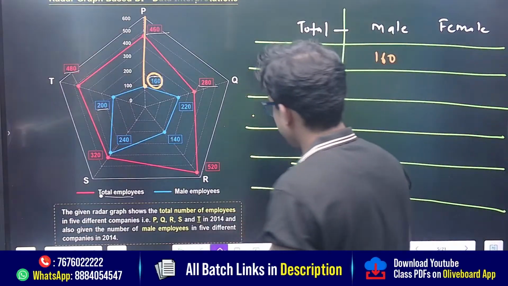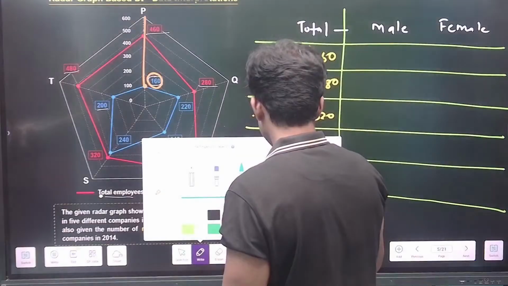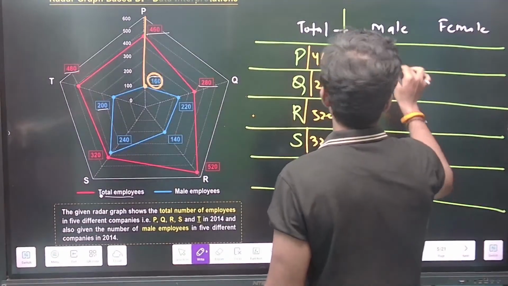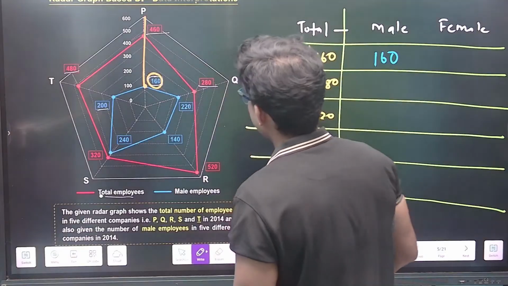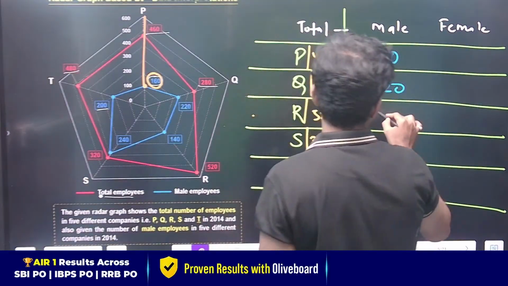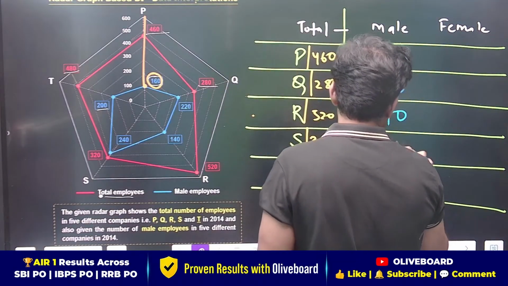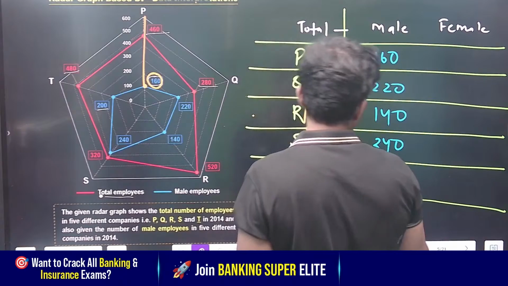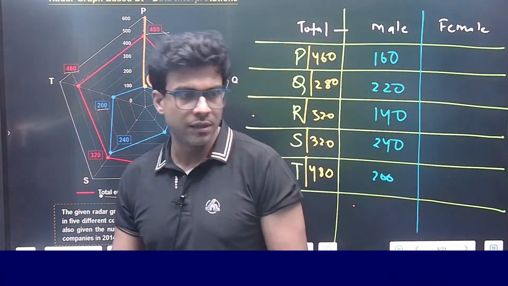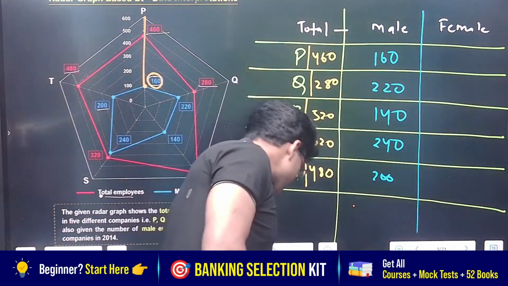Let me change the color to blue so that you can write down easily. So I can say that my male is 160 from here. Q, the male is 220. And R, the male is 140. And S, the male is 240. And T, the male is 200. Isn't it? Yes or no? Say you got it. Male, female. Again, this is calculation based.